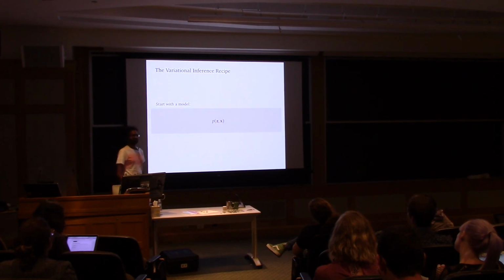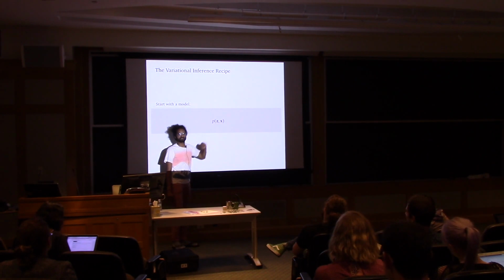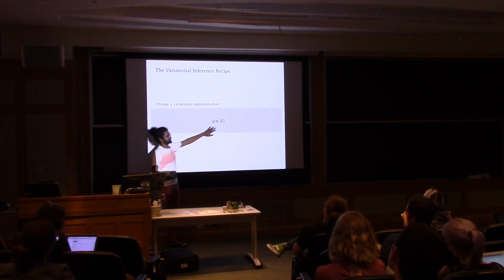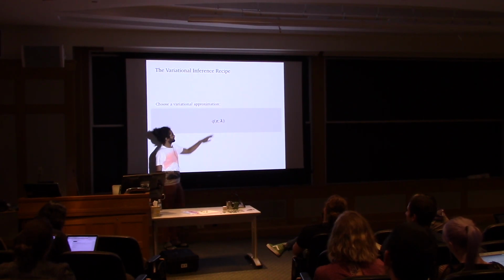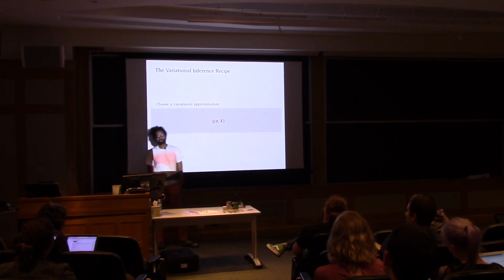So how do we do variational inference? Well, we start with the model. It's a joint distribution over hidden structure and data. Next, we need to choose a variational approximation. You'll generally choose it so that this distribution is parameterized over the hidden structure I'm looking for. So if it's a mixture model, every single data point will have a mixture component. So these will just be categorical variables.